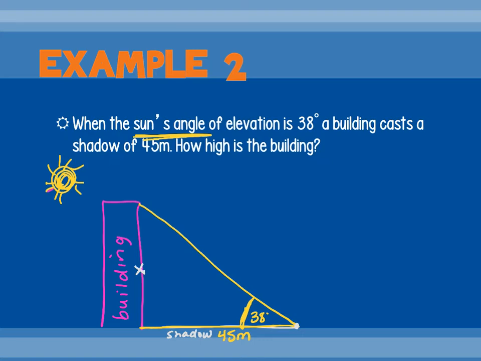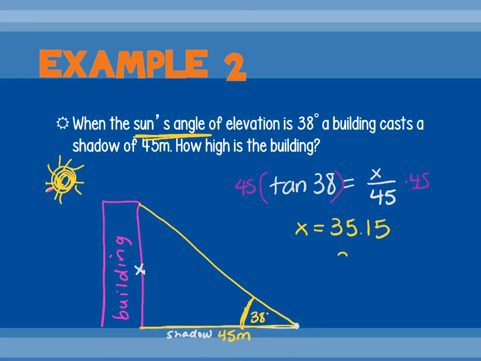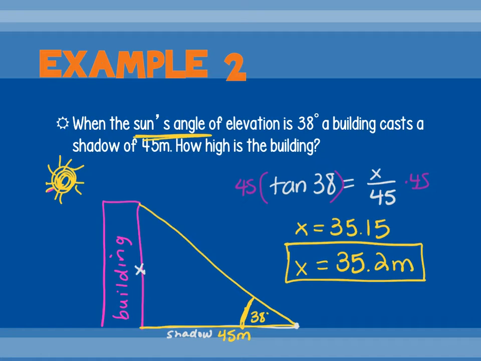So I can just use the tangent of 38, because I have the opposite side and the adjacent side again, equals X over 45. And then multiply both sides by 45. And 45 times the tangent of 38 tells me that the height of the building is 35.15. So we're going to say this is 35.2 meters. And you don't actually need the x. It's just the height of the building, so it's 35.2.